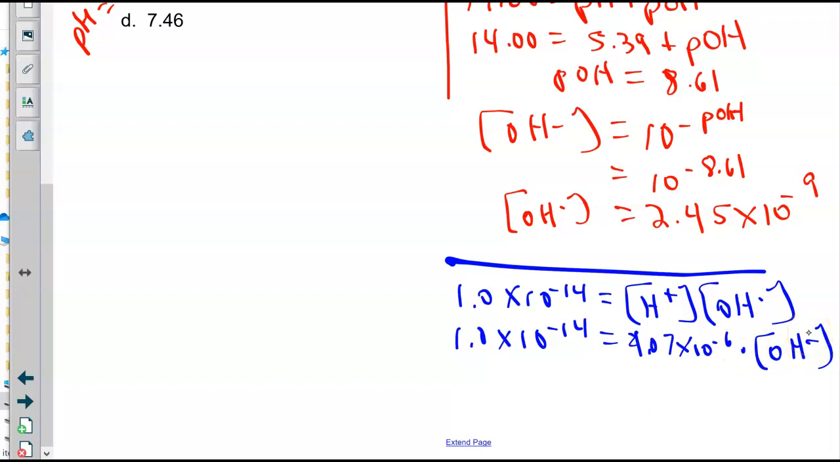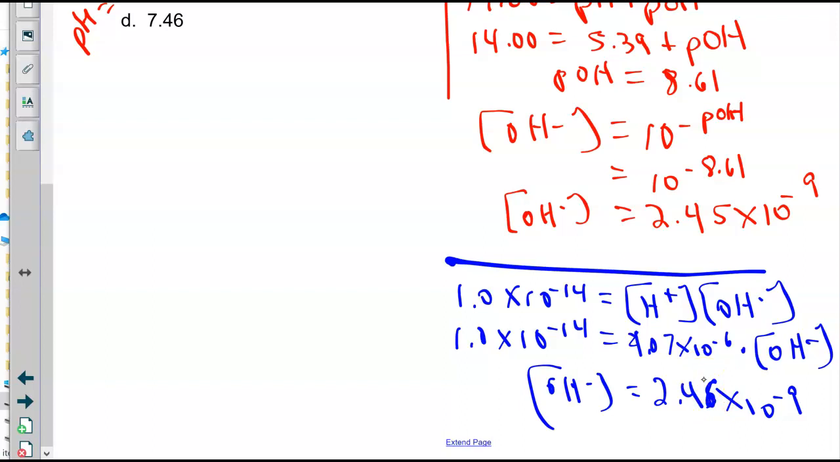So we're going to take 4.07 to the, let's try that again. 1.0 to the 14th negative, divide by 4.07 to the 6th negative, and I get the OH minus concentration to be 2.45 times 10 to the negative 9th, which you can see that both of these answers are comparable. I think this ended up rounding to 2.46, and that's just because of where we chunk things off throughout.